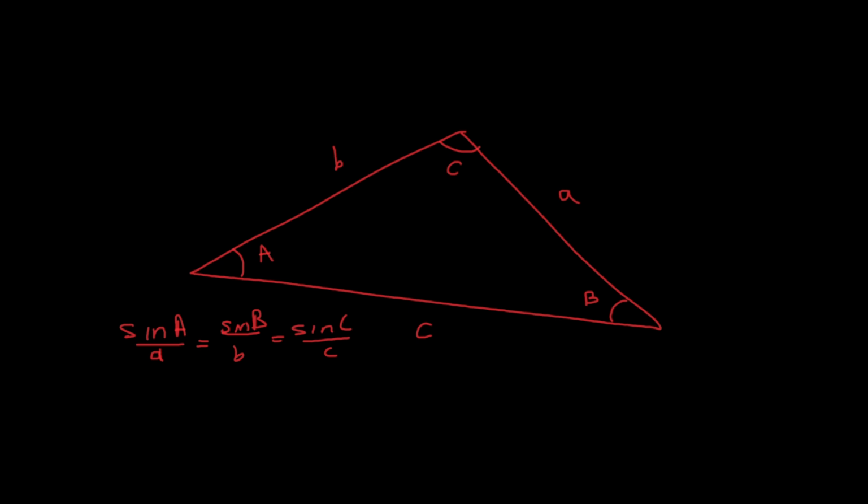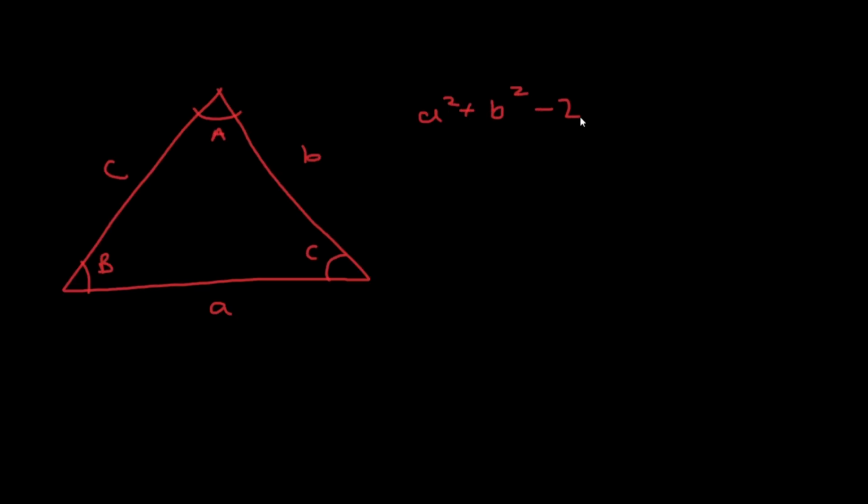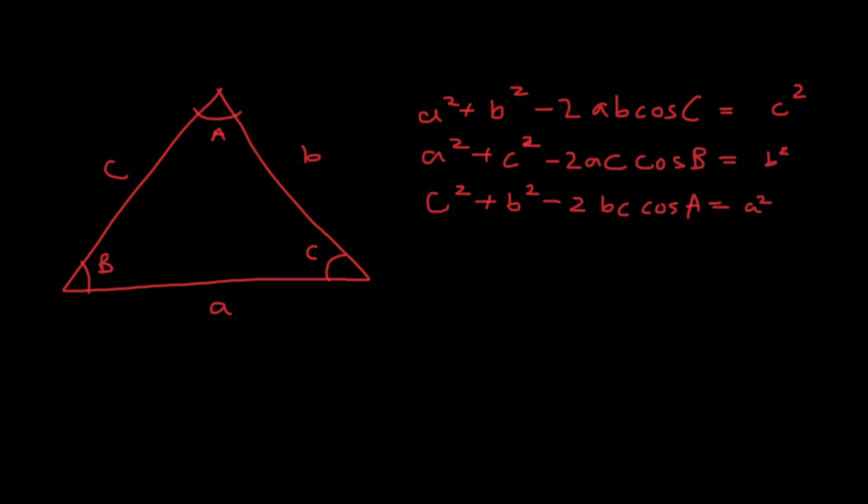I'm too lazy to prove this, so if you want to see a proof, see the link in the description. Last but not least, the law of cosines helps find a specific angle or side length of a non-right triangle.